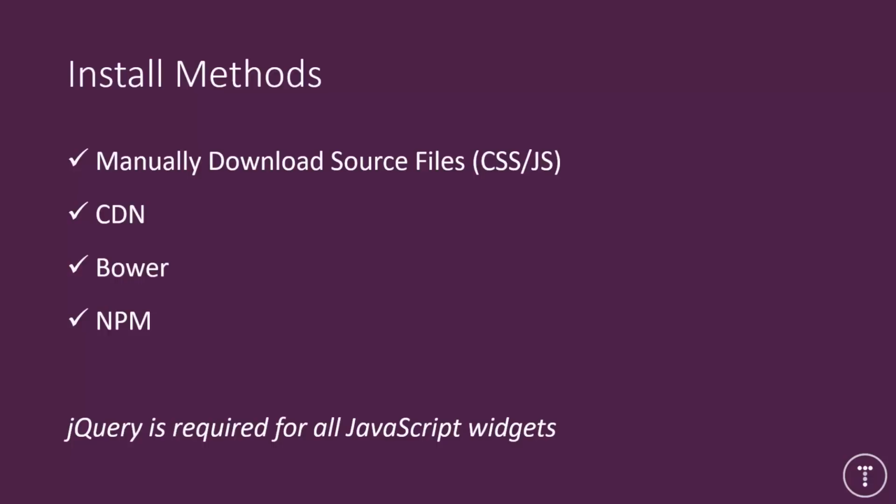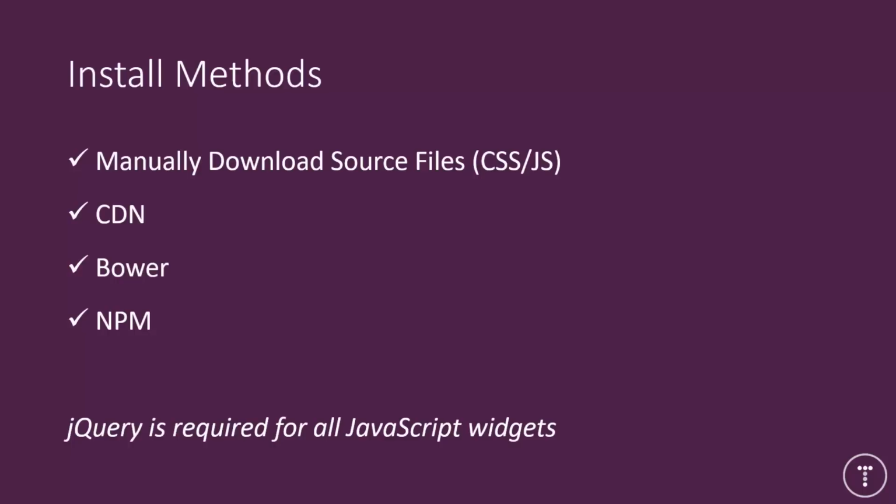Okay, really easy. If you don't want to download the source files, you can use a CDN or a content delivery network, which basically you can just put a script tag and a link to the CSS right in your template that's hosted somewhere else, not in your website or application. The downside to that is that you can't really work with it offline because you need to be able to access that resource. You can also use Bower, which is a package manager.